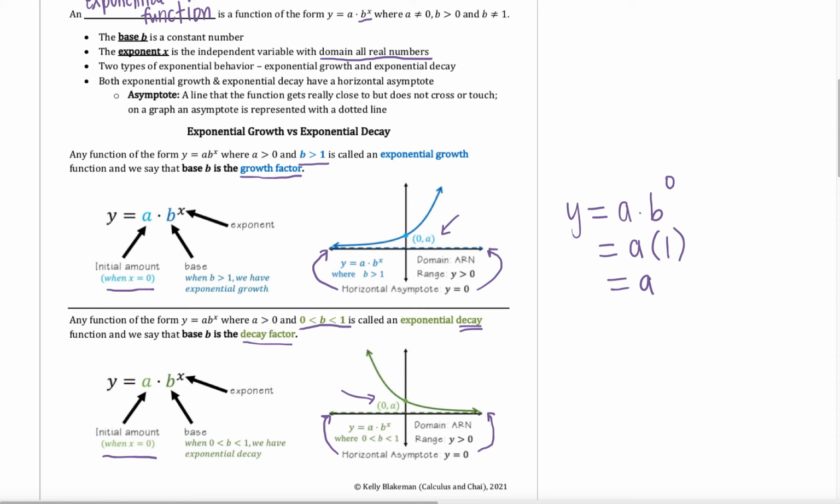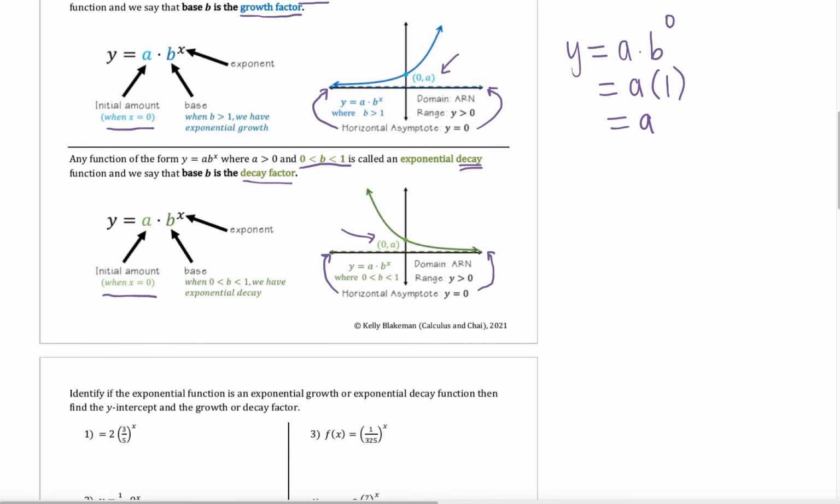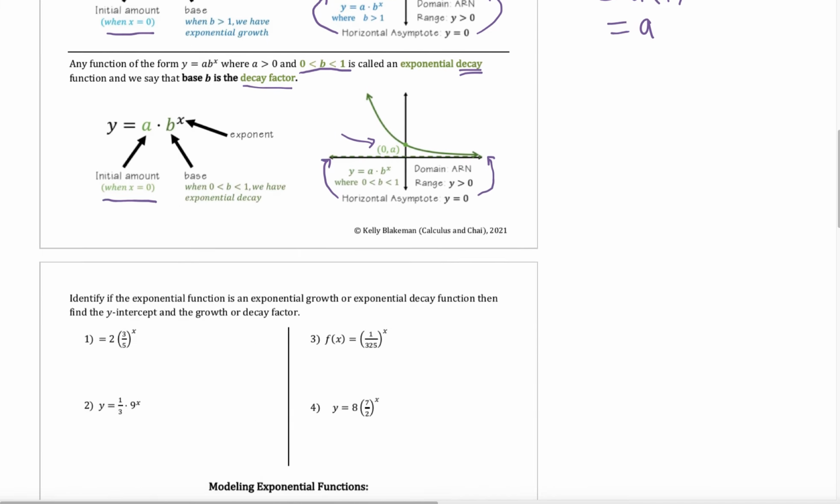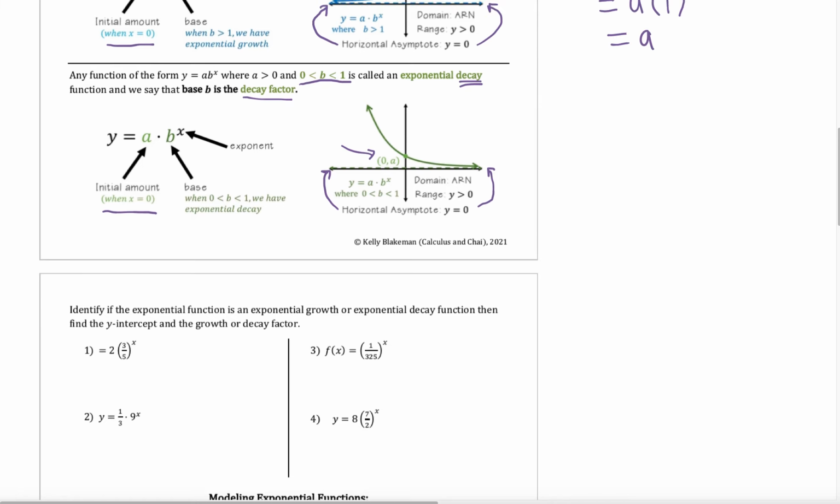But if we have no other transformations happening and we're assuming that a is a positive number in both of these cases, our domain and range would start off as all real numbers for our domain, and our range would be y is greater than 0. Let's identify these. So we want to identify if the exponential function is an exponential growth or an exponential decay, then find the y-intercept and the growth or decay factor.